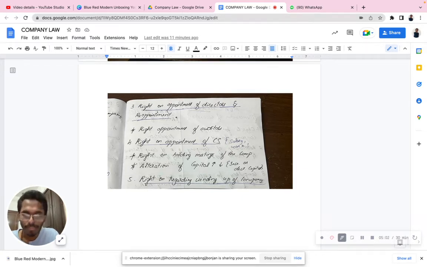Rights on holding meetings, when to hold the meeting, how often we should hold the meeting, what should be the alteration of the capital, increasing or decreasing of the capital. As well as rights regarding winding up of the company, everything is covered in this AOA. So you can take a screenshot of my notes.